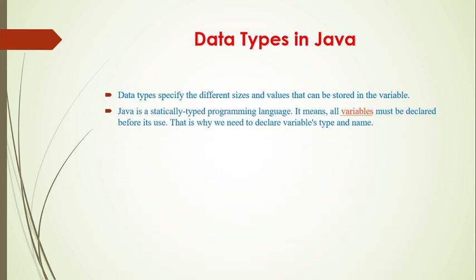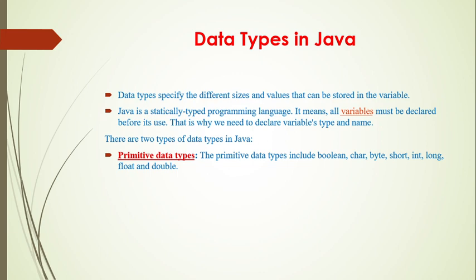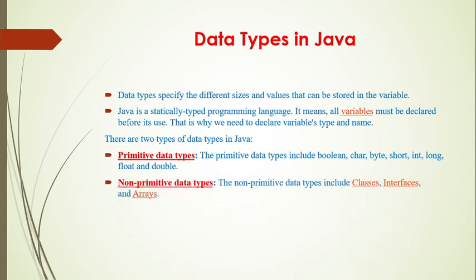Java is a statically typed programming language. It means all variables must be declared before use. That is why we need to declare variable types and names. There are two types of data types in Java. The first is primitive data types and the second is non-primitive data types. The primitive data types include boolean, character, byte, short, int, long, float and double. The non-primitive data types include classes, interfaces and arrays.